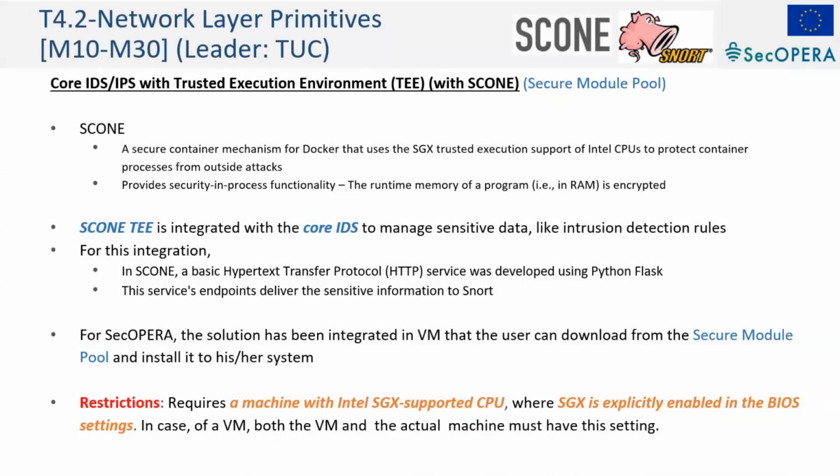The Trust-based Intrusion Detection and Prevention System is a SecOPERA offering for network hardening and is stored in the secure module pool in the form of a virtual machine. A developer can retrieve and install it in a network, monitoring its traffic and mitigating malicious actions. The main intrusion detection operation is performed with Snort, a popular and widely used open-source IDS with around 10,000 identification rules in its free edition.